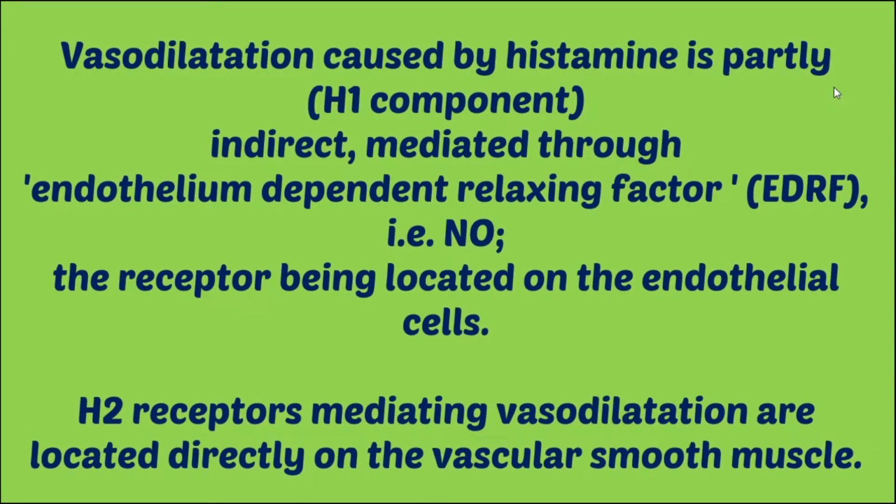Moving on, vasodilation caused by histamine is partly indirect, mediated through endothelium dependent relaxing factor, the receptor being located on the endothelial cells. Now what does it mean? Whenever there is release of histamine, or whenever histamine is injected in a specific area subcutaneously, what will happen? This histamine is going to bind on the H1 receptor present on the small blood vessels. Now it will produce vasodilation.